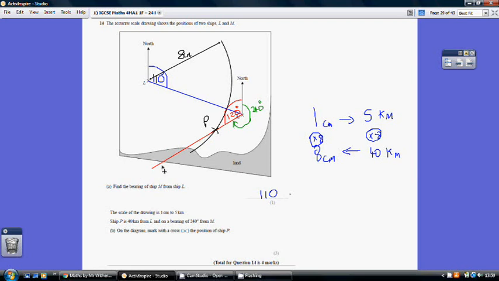Now given the ship is somewhere on both that red line and the black line, where they intersect is where the ship is, so X marks the spot. That is where ship P is.